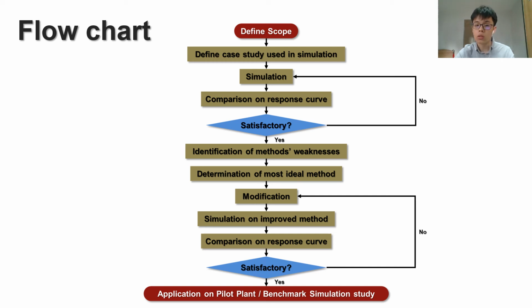Once the result is good enough for the comparisons, we may start to identify their weaknesses and determine which is the most ideal method. The modifications will be done on the most ideal method by modifying its algorithm. Next, we will run the simulation on the modified method and compare it with the version before modification. If the result is not satisfactory, we may continue to modify it. Finally, it will be applied on the pilot plant or used for a benchmark simulation study.